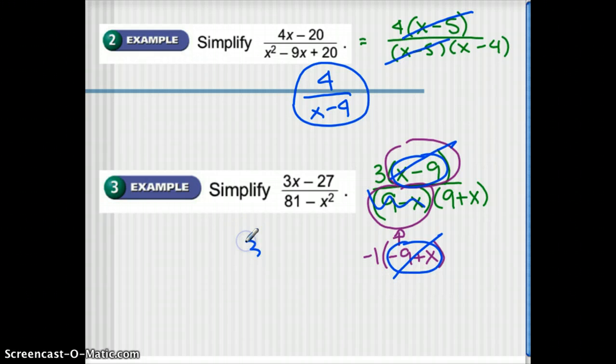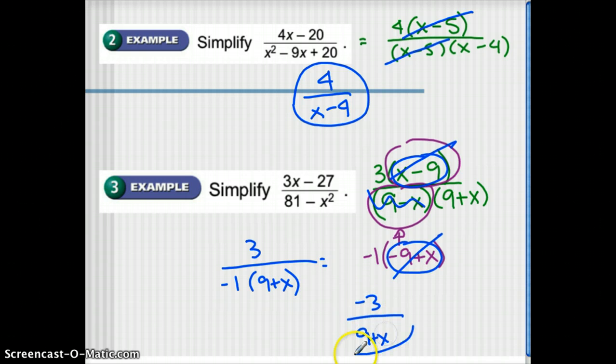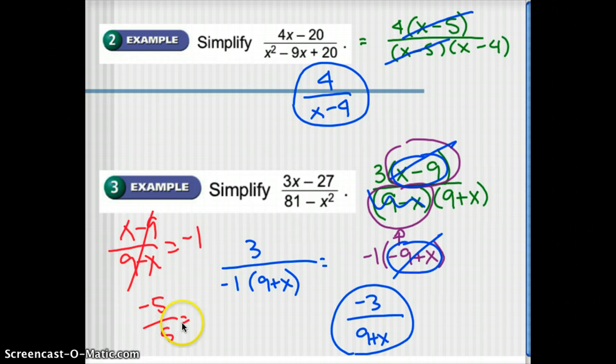So on the top now we would have 3, and on the bottom we would have that negative 1 times 9 plus x. And generally we would divide 3 and negative 1 and put negative 3 over 9 plus x for my simplified answer. Okay, if you don't want to go through that work of factoring out that negative 1, you're going to have to do it in some manner. But you could just say if we have x minus 9 and 9 minus x, those are opposites. When you cancel that out, it's just going to equal negative 1, because anytime you divide something by its opposite, it always equals negative 1. Think about it in whatever manner you want, but a lot of times you're going to have to look for opposites and it's going to get a little bit tricky.